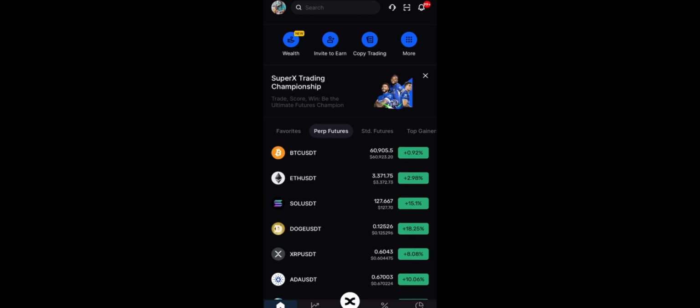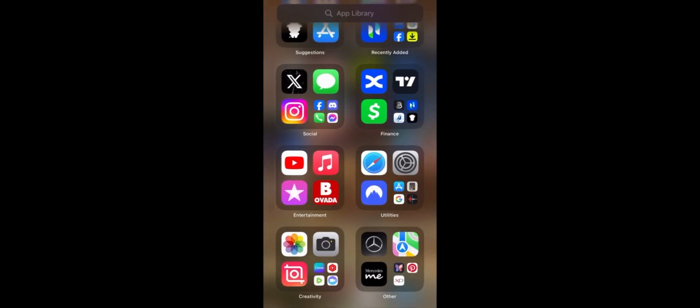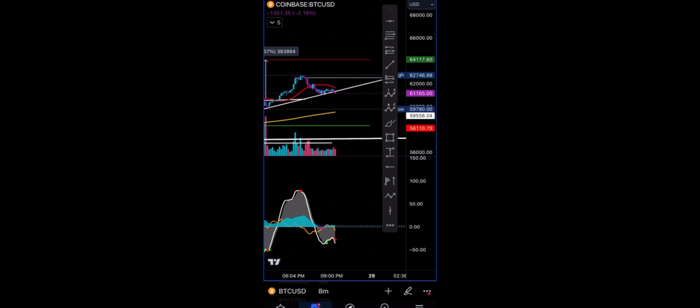Once you log in, now let's just say you're going to do a long or short on Bitcoin. Either way, you're going to follow these steps. So the first thing you want to do, of course, make sure you have TradingView and look at your levels and see what's going on with Bitcoin. Find your levels, find your support, find your resistances, see what's going on.